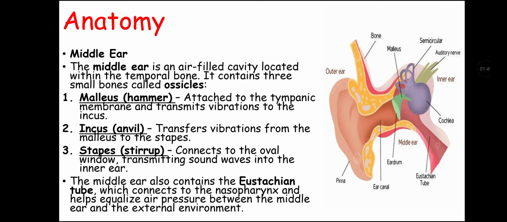The middle ear also contains the Eustachian tube, which is connected to the nasopharynx and helps equalize ear pressure between the middle ear and the external environment, as it is an air-filled cavity.